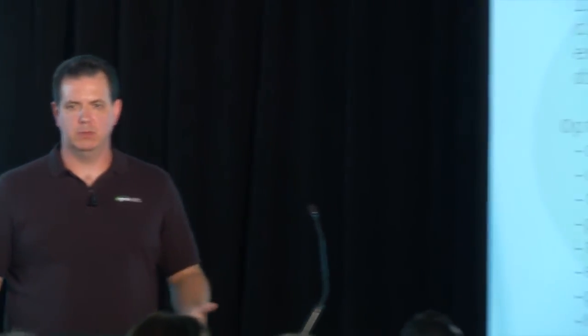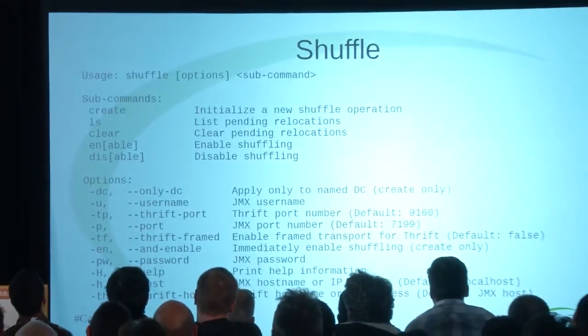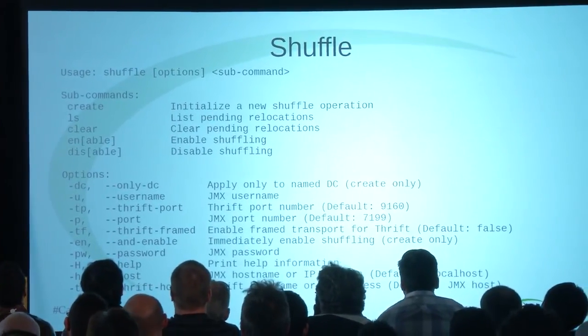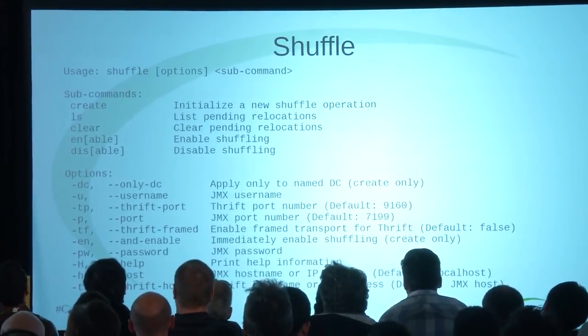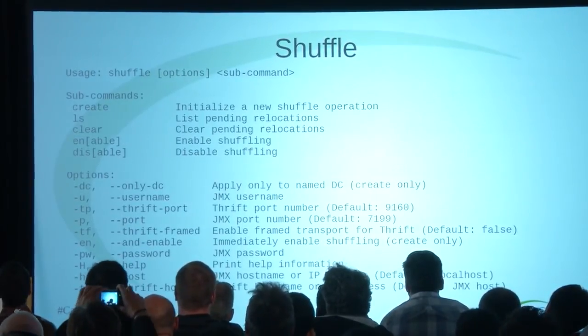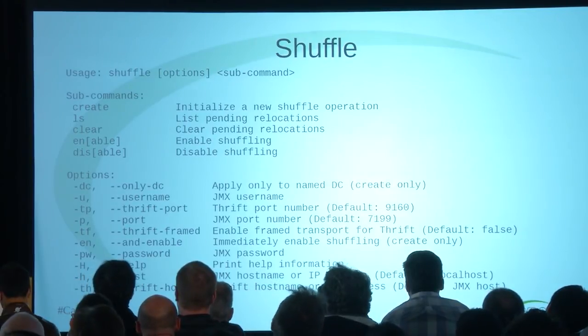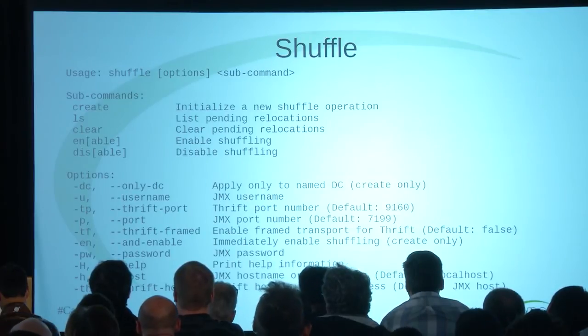Doing a shuffle is pretty straightforward. If you run create, it'll create those mappings, write the moves onto the queues of each node, but it won't start it. You can use ls to view what's going to happen. Clear if you don't want that to happen, if you change your mind, and then enable and disable to toggle that on and off. Maybe you want to run it during off-peak hours and stop it when peak hours come around.